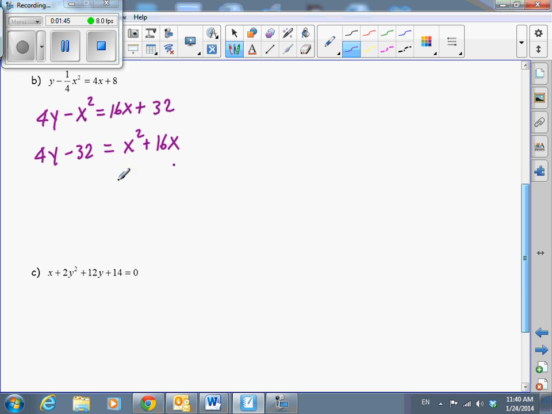Vanessa, you're going to help me out here. What's going to be inside the parenthesis? X plus 8, the whole thing squared. And what do you add on the opposite side? 16. It's not 16, it's 64, plus 4y minus 32.